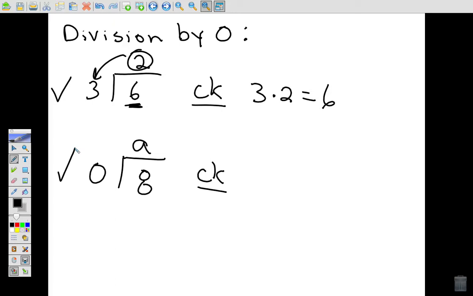Now how about if we take this example? Let's say that we're taking 8 and we're trying to divide by 0, and say we get some answer. We'll just call it A for now. If I were to check this, I should be able to take my answer in the square and multiply it by what I divided by to get the 8. But we know that's impossible, because no matter what A is, if I multiply by 0, there's no way I can get 8. And that is kind of the background on why you cannot divide by 0.